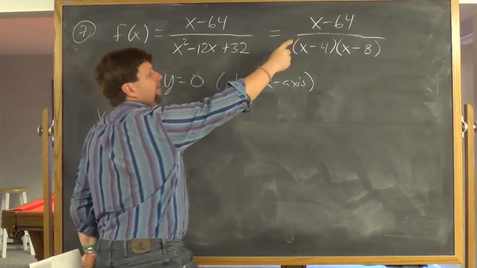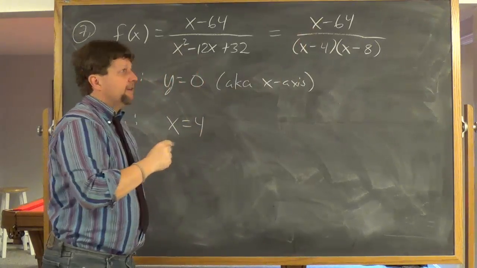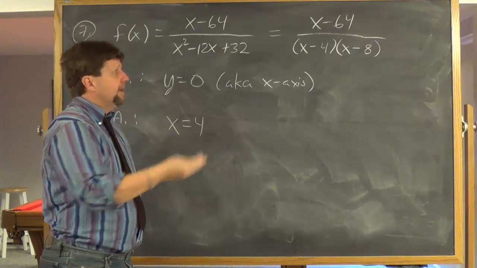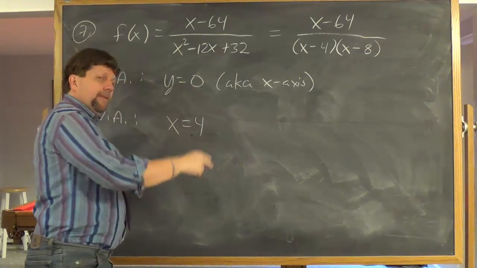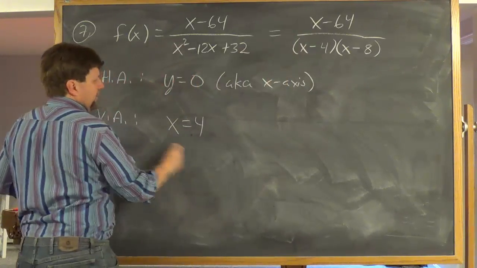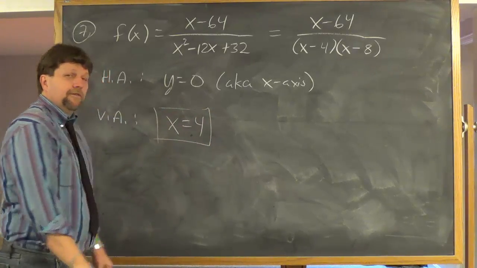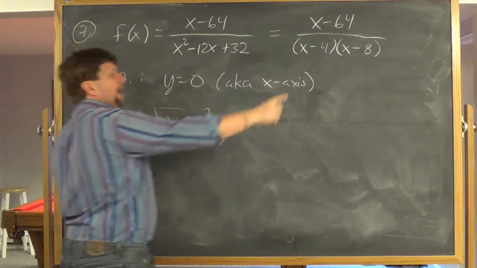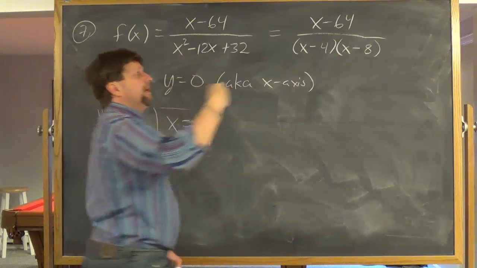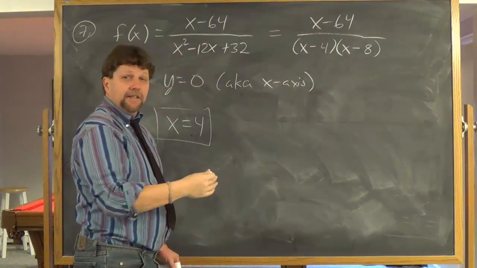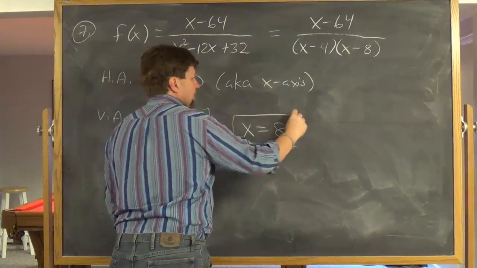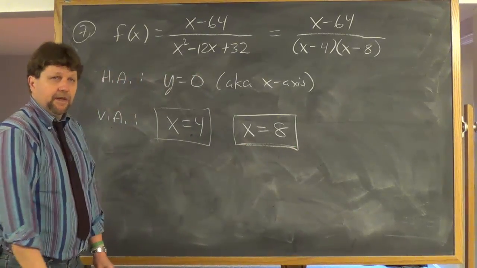And notice, if you have 4 in the numerator for x, 4 minus 64, that's definitely not 0. That's like a negative 60. So since this is a value of x that makes the denominator 0, and the numerator is not 0, that's producing a vertical asymptote. x equals 8 makes the denominator 0, but the numerator is not 0 for x equals 8. That means x equals 8 is also producing a vertical asymptote.